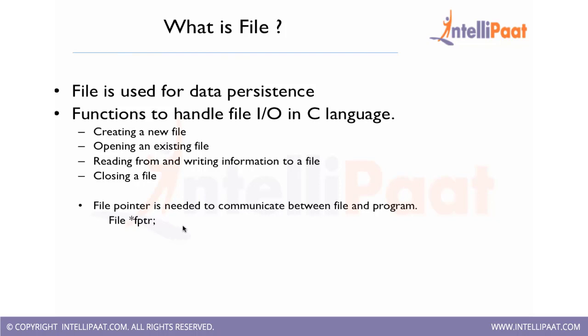A file pointer is needed to communicate between the file and the program. To do any operation on a file, we need to have a pointer of type FILE. FILE is a keyword, and we need a pointer of type FILE to do file operations. This pointer will help us in doing data manipulation in the file. All the operations like creating a file, opening a file, reading from a file and closing a file, we can perform through the file pointer.